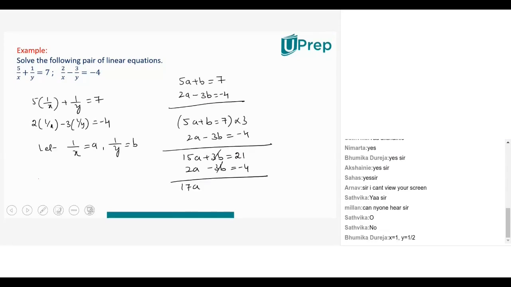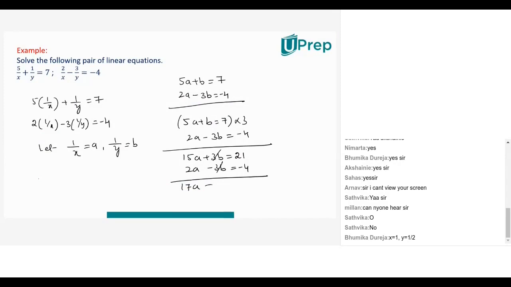So what we have done in the above equations is replace 1 by x with a and 1 by y with b. If you replace this, you'll get 5a plus b equal to 7, and the second equation, 2a minus 3b equal to minus 4. So how to solve this? In the first equation, you have plus b, and in the second equation, you have minus 3b. So we multiply the first equation by 3. You'll get 15a plus 3b equal to 21, since 7 times 3 is 21.